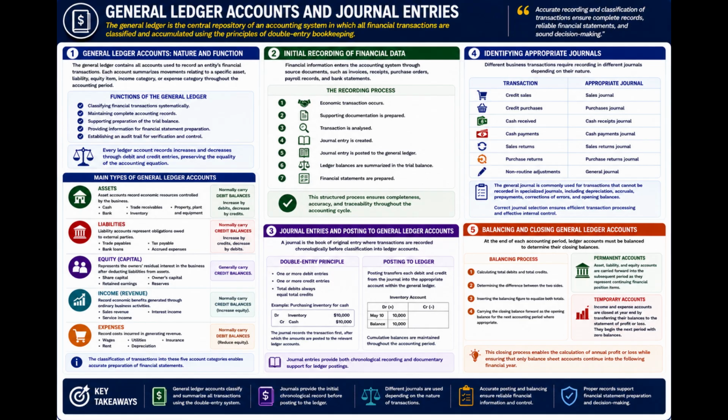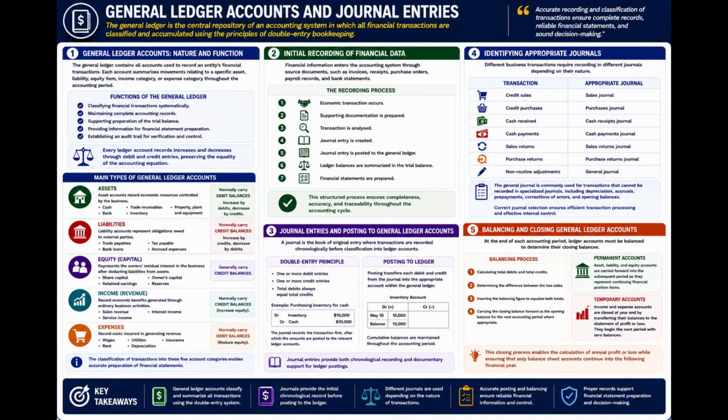period. The ledger serves several essential functions: classifying financial transactions systematically, maintaining complete accounting records, supporting preparation of the trial balance, providing information for financial statement preparation, establishing an audit trail for verification and control. Every ledger account records increases and decreases through debit and credit entries, preserving the equality of the accounting equation.